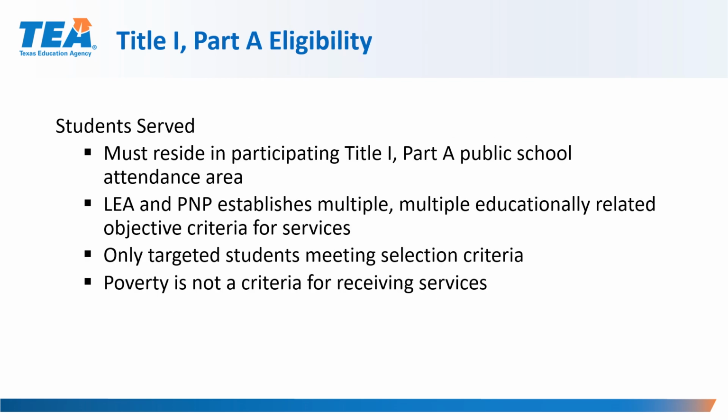Students served must reside in participating Title I Part A public school attendance areas. The LEA and the private nonprofit school officials establish the multiple educationally related objective criteria for services during consultation. Only targeted students which meet the selection criteria are eligible to be served with Title I Part A funding. Poverty is not a criteria for receiving services.